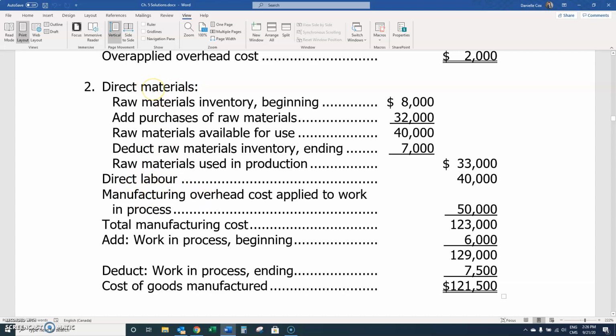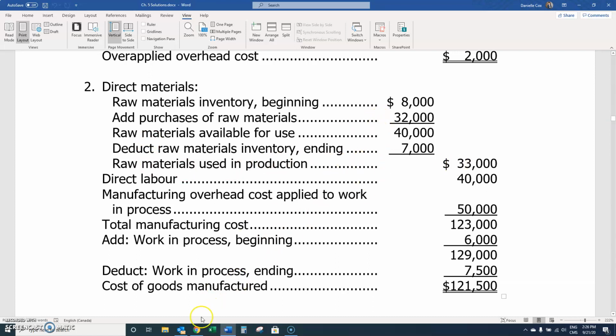So we go back to our direct materials. We start with raw materials inventory, beginning. So what raw materials did we have at the beginning? Then let's add to that any purchases of raw materials that we made during the period. So that tells us how much raw materials was available to be used. Then what did you have left over at the end of the period? That then would show us how much was used in production.